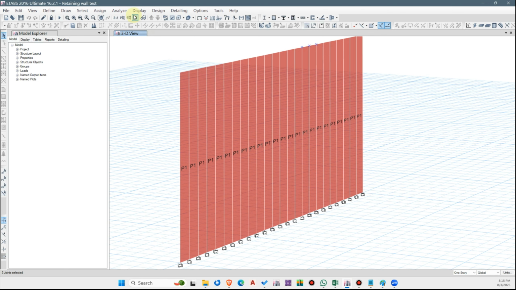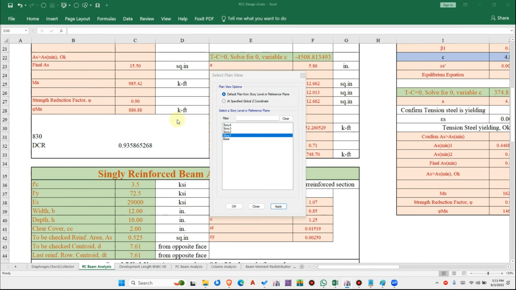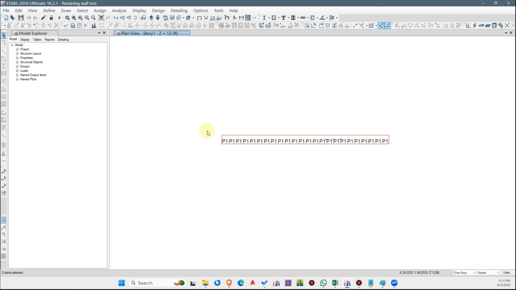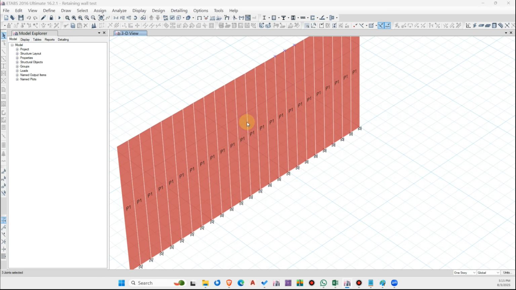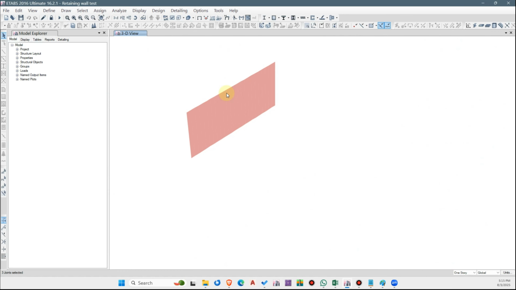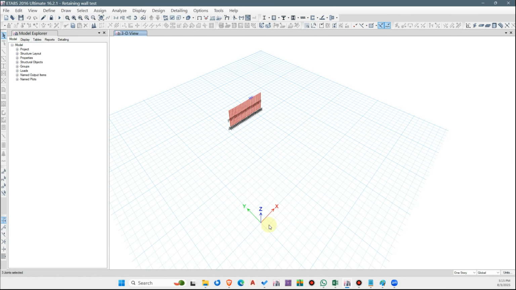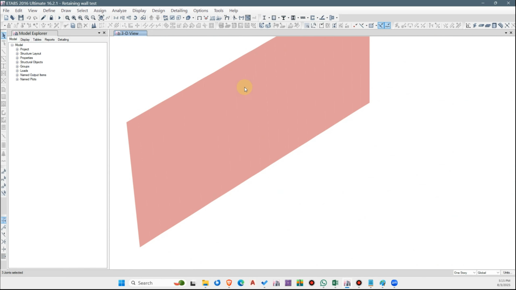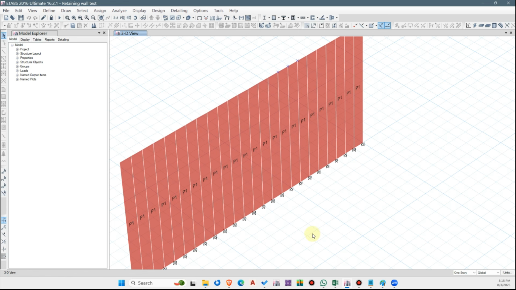The design problem that we have here has a dimension along the length. It is 24 feet long and the height is 12. And on the wall we have applied a lateral load under the live load pattern equal to 300 pounds per square feet in the y direction, which is the out of plane for the respective wall. So if you look at the y direction, you can see that the y direction is the out of plane direction for the retaining wall.